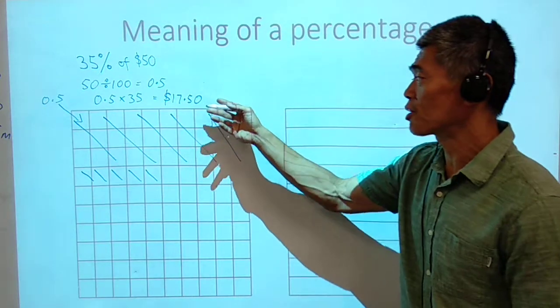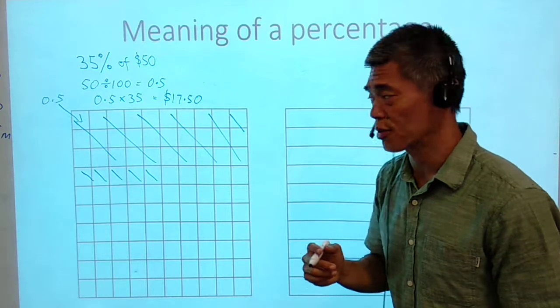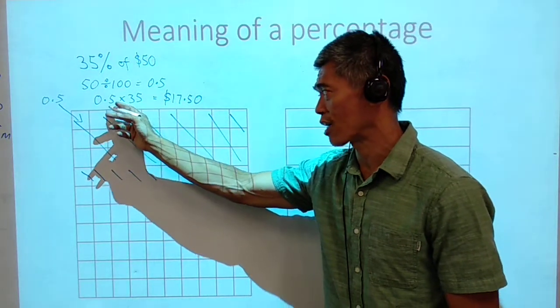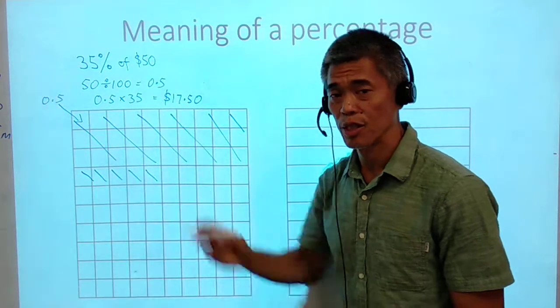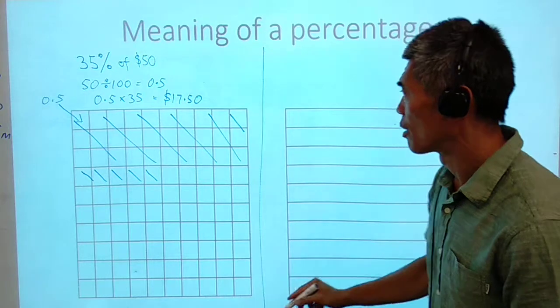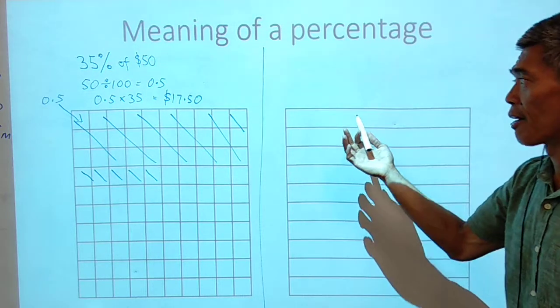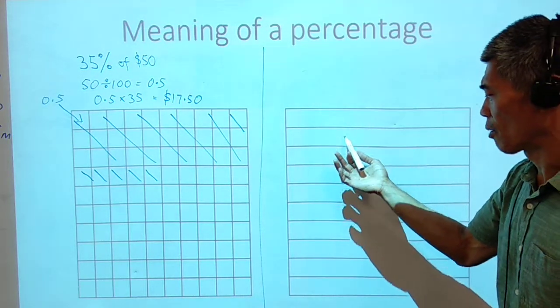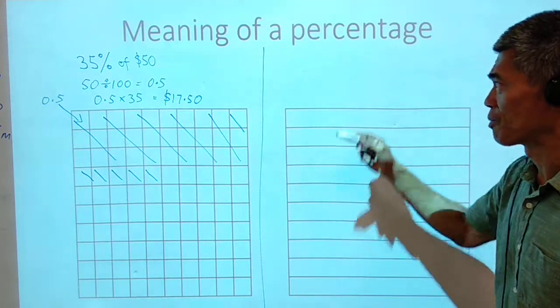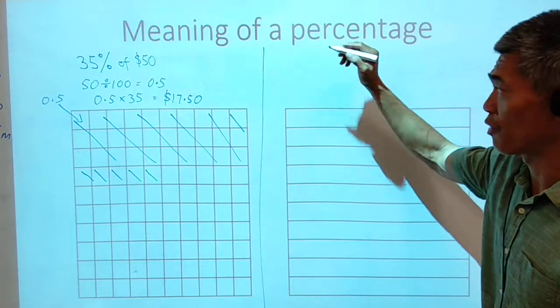Now, this may be a bit tricky for some of you who are not familiar with multiplication involving decimal places and involving a two-digit number. On the other hand, we could use the fraction out of 10 parts to find 35% out of 50.